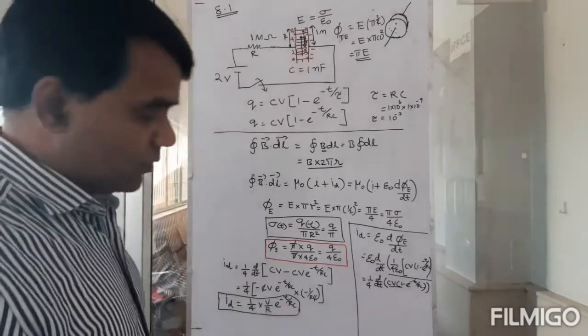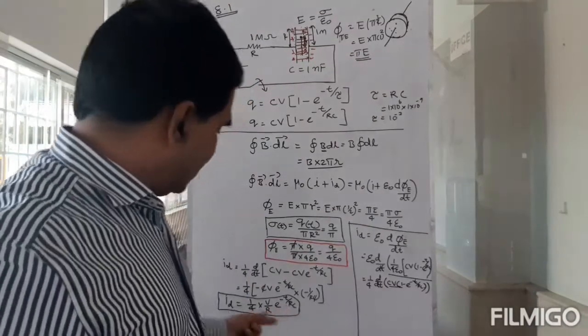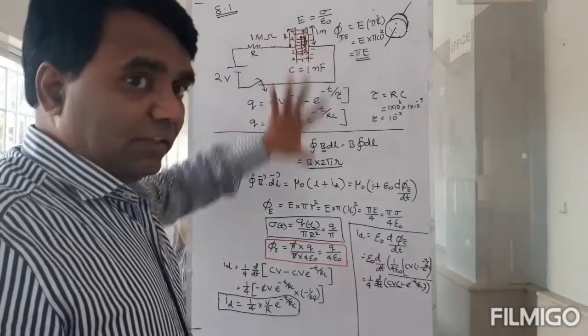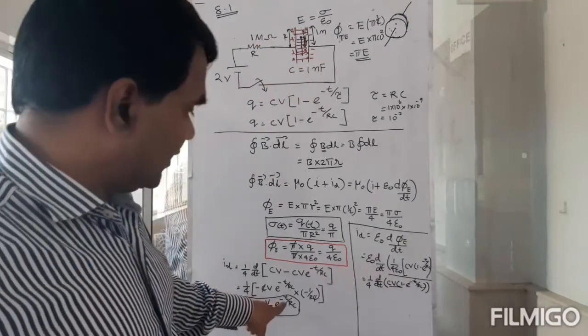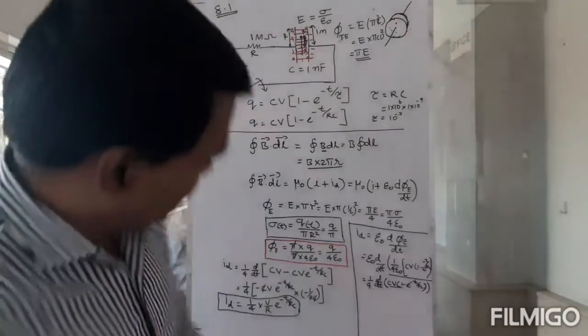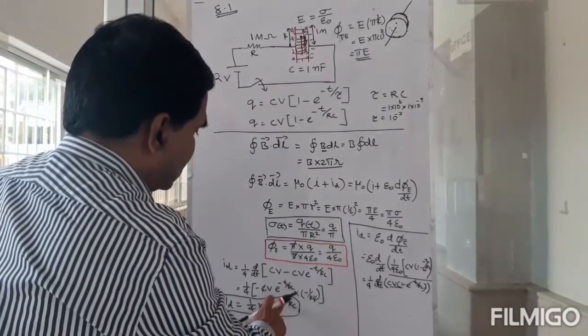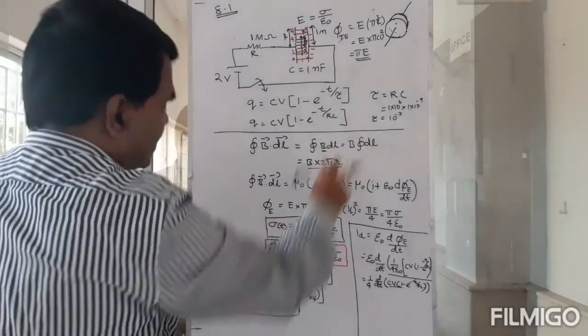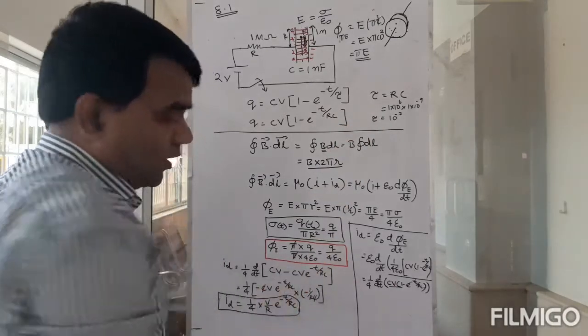Then what are they asking you to do? They are asking you to find the magnetic field and thereby the current when time is 10 power minus 3 seconds. Here t is also 10 power minus 3 and RC is also 10 power minus 3, so this will become 1.